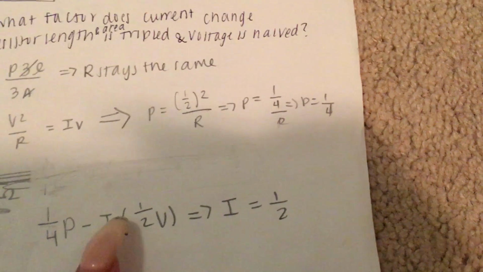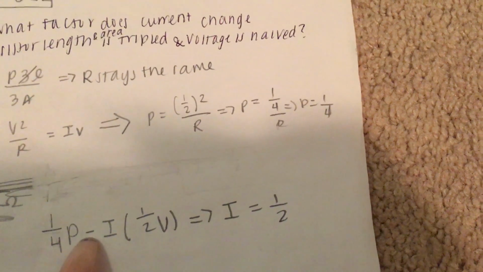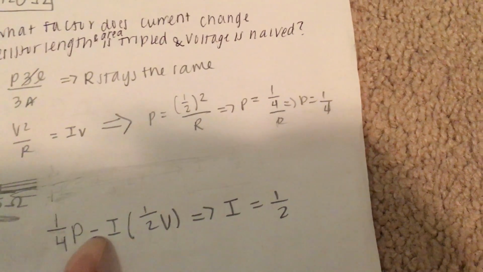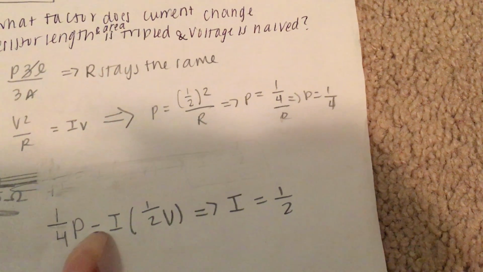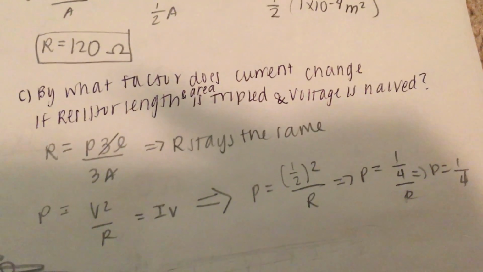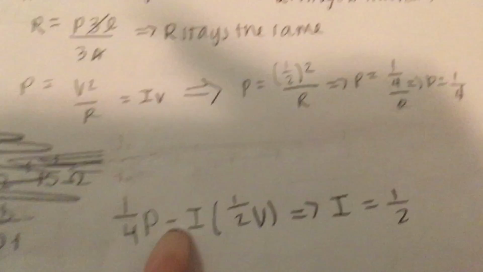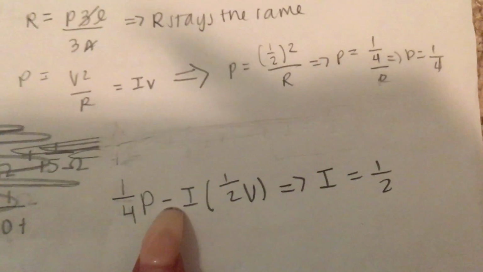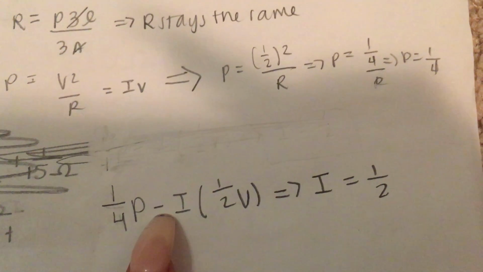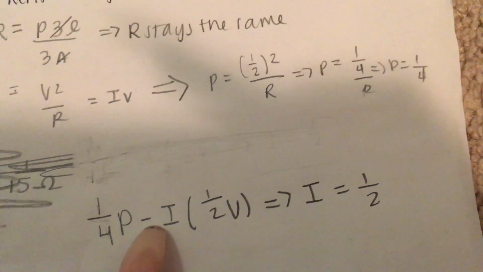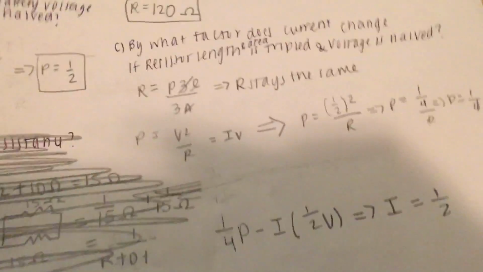So 1/4 power is equal to, not minus, equal to I times 1/2 V. And that's the equation we saw right there. Power is equal to current times voltage. So 1/4 our power is equal to our current times 1/2 the voltage, so the current will be 1/2 if all these factors play in.